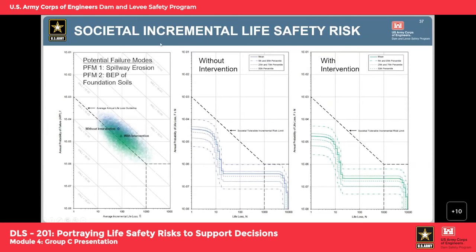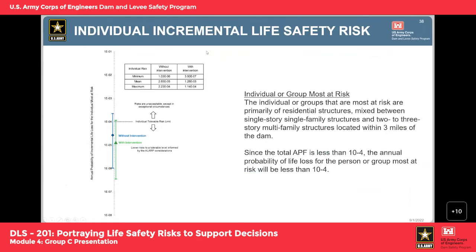As you can see on this societal incremental life safety risk plots, we have with and without intervention, and the uncertainties for them both plot up as totals plot above the societal risk guideline. But as you can see in the big FN charts, it's really pulled from the 2 points: the spillway erosion that plots over here underneath the societal risk guidelines, and then the BEP failure mode that falls right here in this high consequences, low probability box. So the incremental life safety.